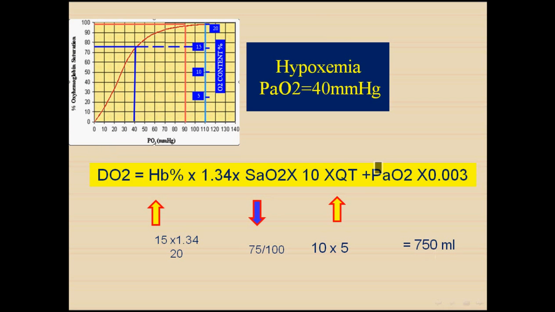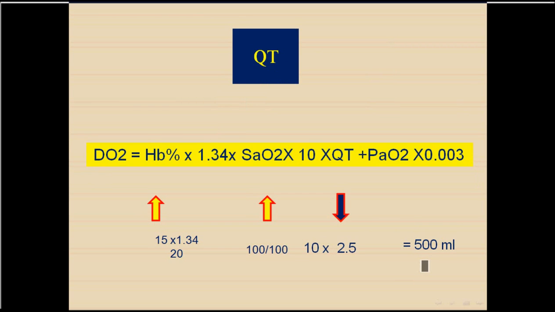What will happen if there is some sort of hypoxia? Hypoxia, where the partial pressure of oxygen is 40. This means the saturation will be 75%. So when you calculate it, the oxygen delivery will be 750 ml per minute. What about if there is a drop of the cardiac output to half? So the oxygen delivery will be about 500 ml.